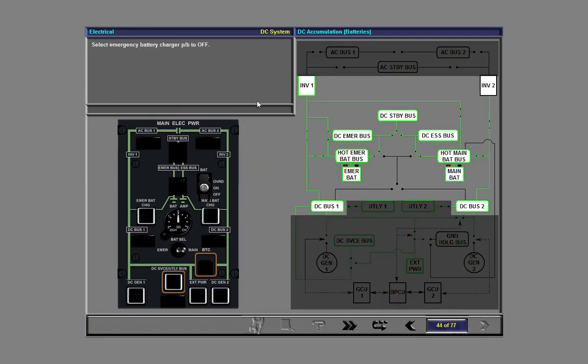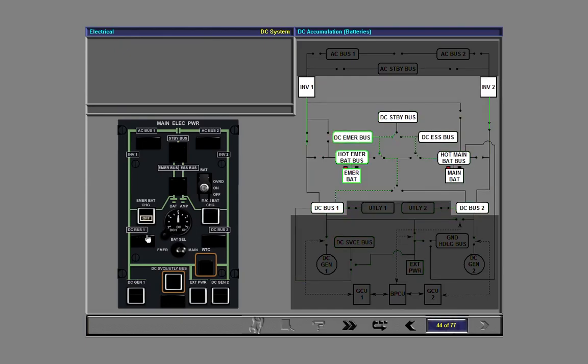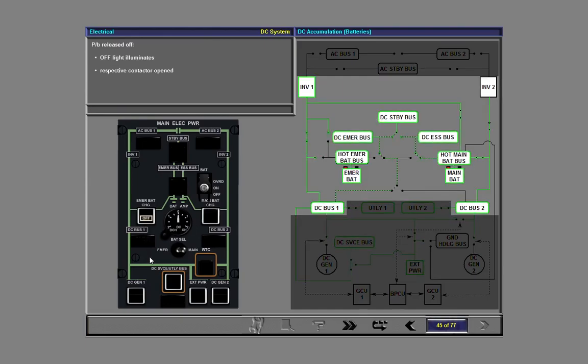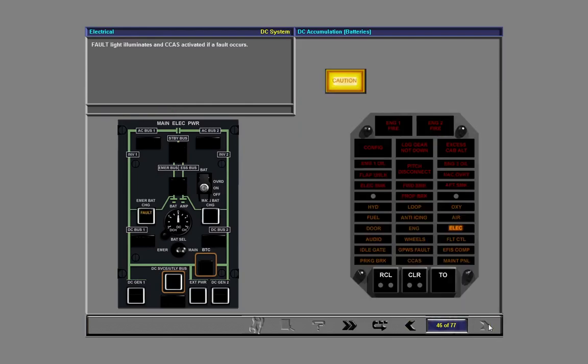Now select the emergency battery charger push button to off. When the push button is released to the off position, the off light illuminates and the respective contactor is opened. The battery charger fault light illuminates and CCAS is activated if a fault occurs.